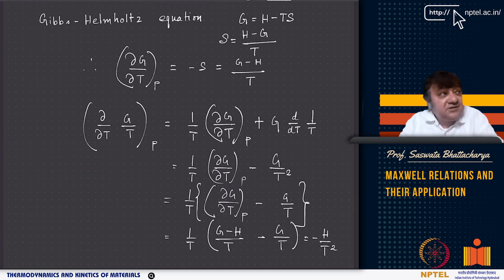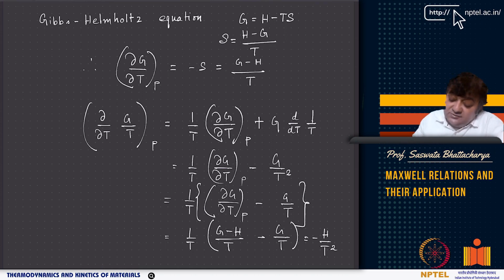One very useful relation that I can think of is the Gibbs-Helmholtz relation. Again, we know G equals H minus TS. From there, we can write S, which is (H minus G) by T, and (del G del T) at constant P equals minus S, which is basically (G minus H) by T. Now, if I do the differentiation, del T of (G by T), I get 1 by T (del G del T) at constant P, and G del T of 1 by T, which is minus G by T squared. Now, I take 1 by T common, and I get ((del G del T)_P minus G by T), which is (G minus H) by T minus G by T, which is basically coming out to be minus H by T squared.